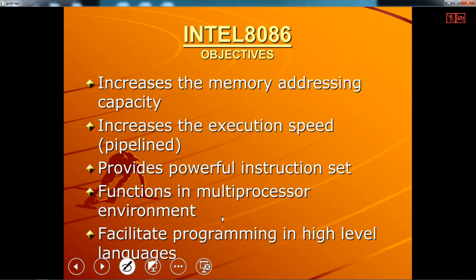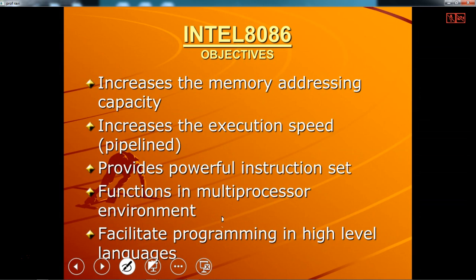So now, these are the objectives. They are the limitations, so somehow we have to overcome them. Increasing the memory addressing capacity is one particular objective. Increasing the execution speed and providing a powerful instruction set. Functioning in a multiprocessor environment, and facilitating programming in high-level languages. These are the advantages you are going to get in the 8086 microprocessor. I will come back to each and every point.